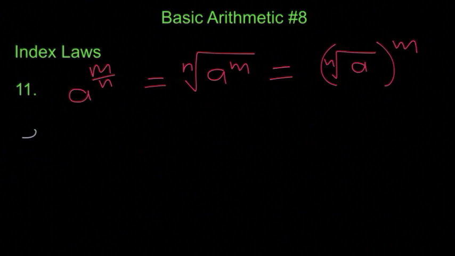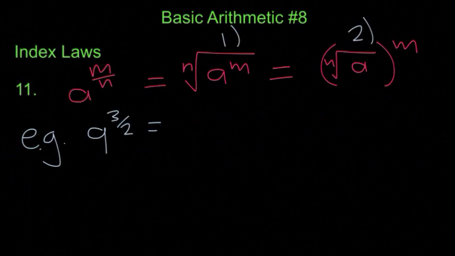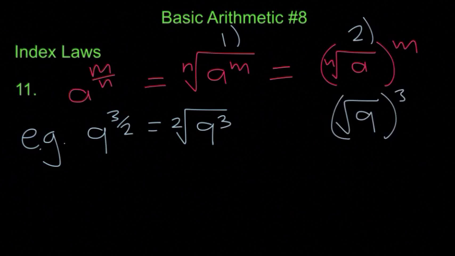In our example, we'll have 9 to the power of 3 on 2. So if we look at these two possibilities for how we can address this, one of these would be the square root of 9 cubed, or the other possibility is to find the square root of 9 and then cube that. They're the two different paths that we could take.